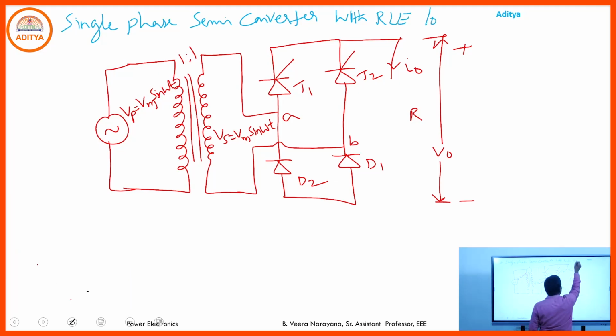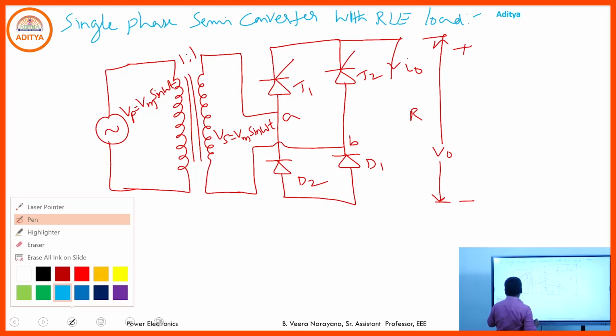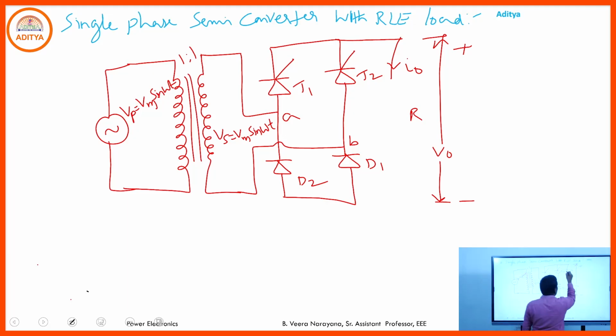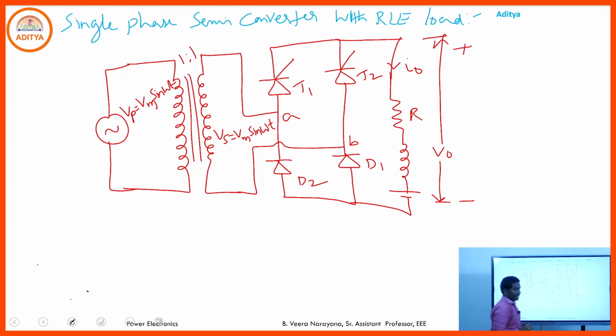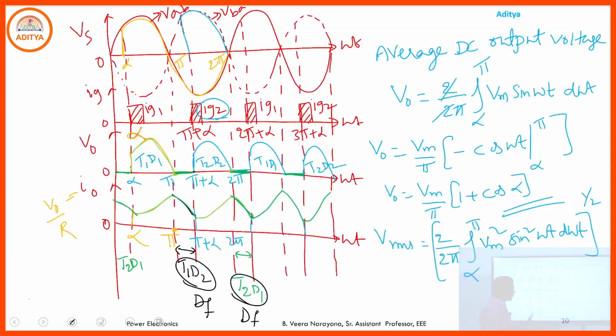RLE load. Then the circuit diagram can be redrawn like R, L and E, back EMF. And if you go through the continuous conduction mode, there is no effect of the back EMF. You are getting the same output voltage, output current and same performance parameters. But if you go through the discontinuous conduction mode, then the current waveform and the voltage waveform change like this.